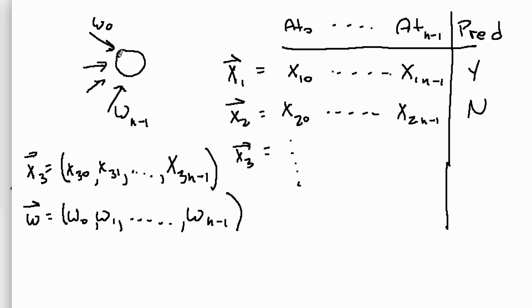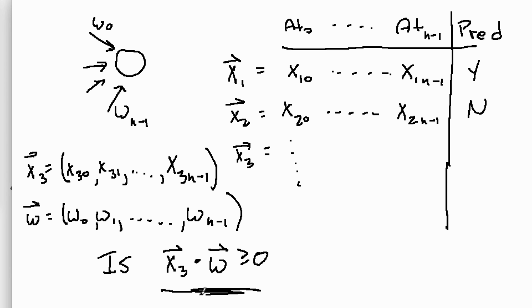And we can see that what we've done here is we can rewrite the perceptron problem very simply. We could just say: is x3 dot w greater than or equal to 0? If it is, then the predicted value should be yes, and if it isn't, the predicted value should be no. This notation is very, very convenient.